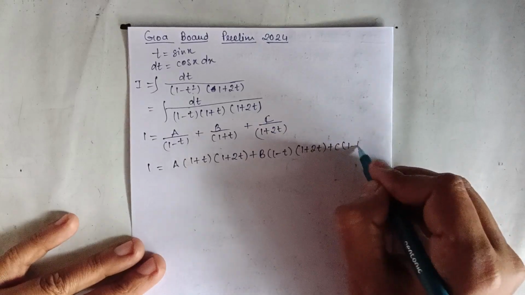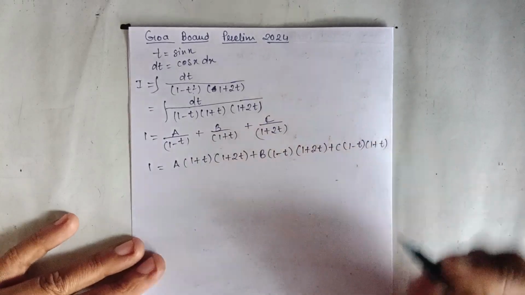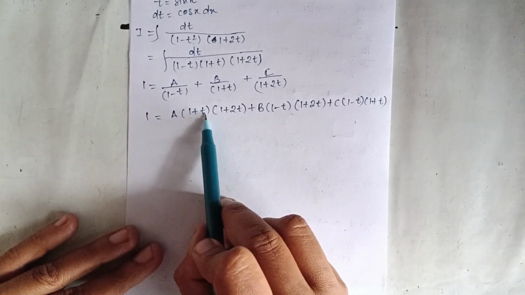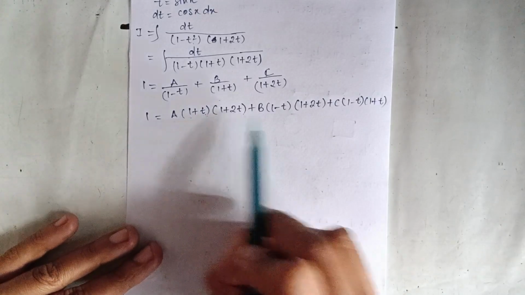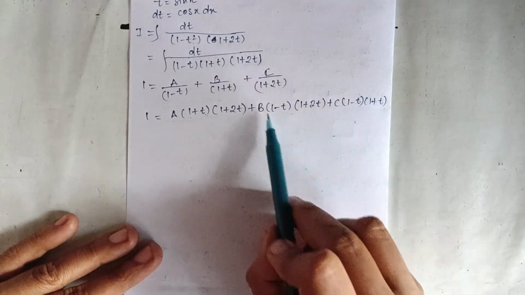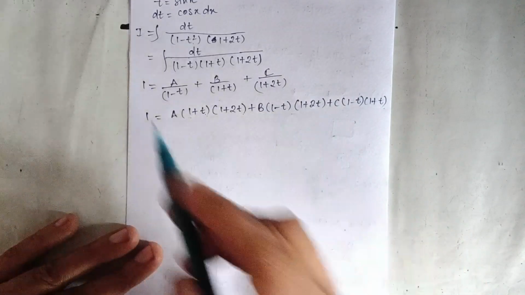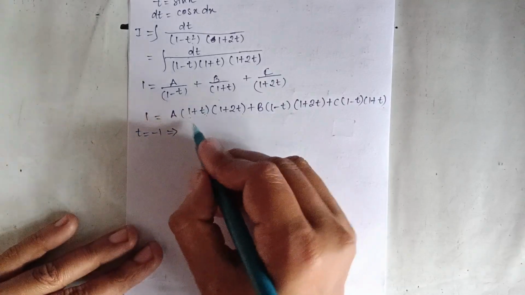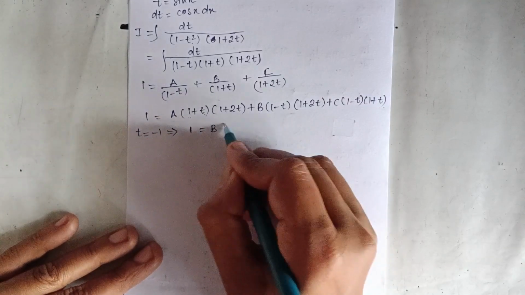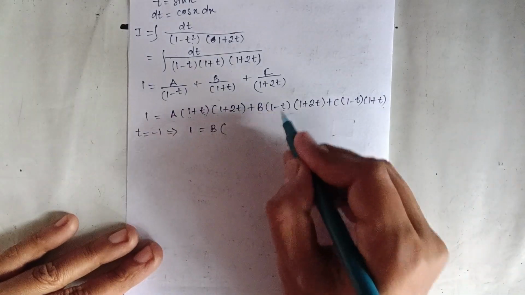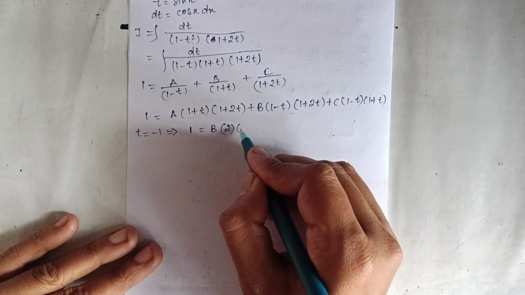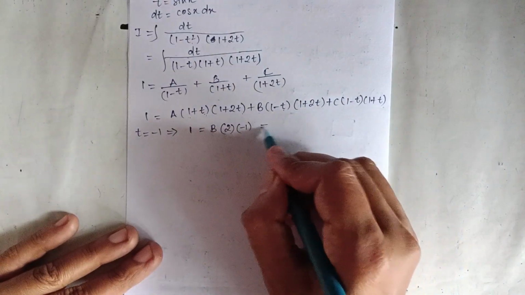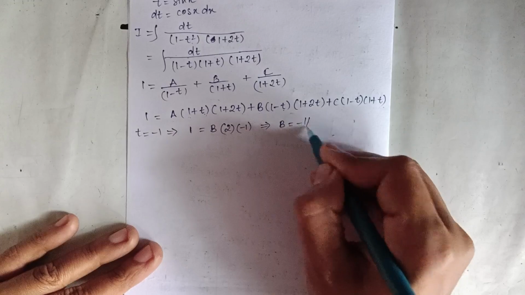1 minus t, 1 plus t. Okay. Now here if we put t equal to minus 1, this term will be 0 and this term will be 0, so that we'll get the answer of B. Okay, so t equal to minus 1: 1 equal to B. 1 plus 1 is 2, 1 minus 2 is minus 1. So B is equal to minus half.